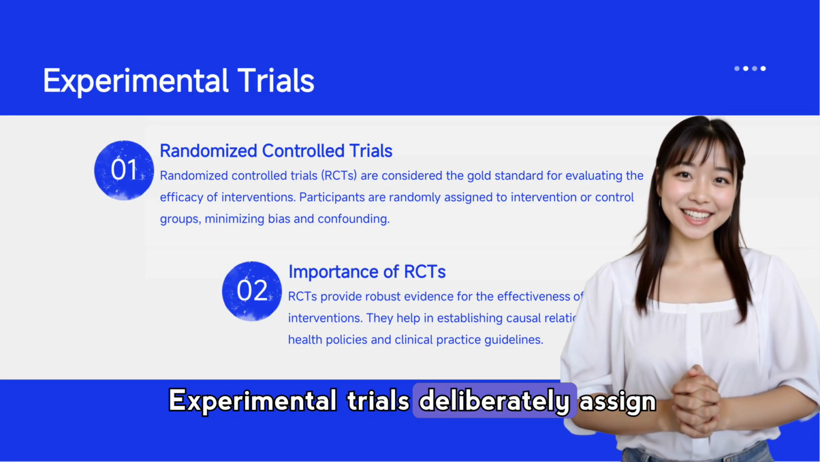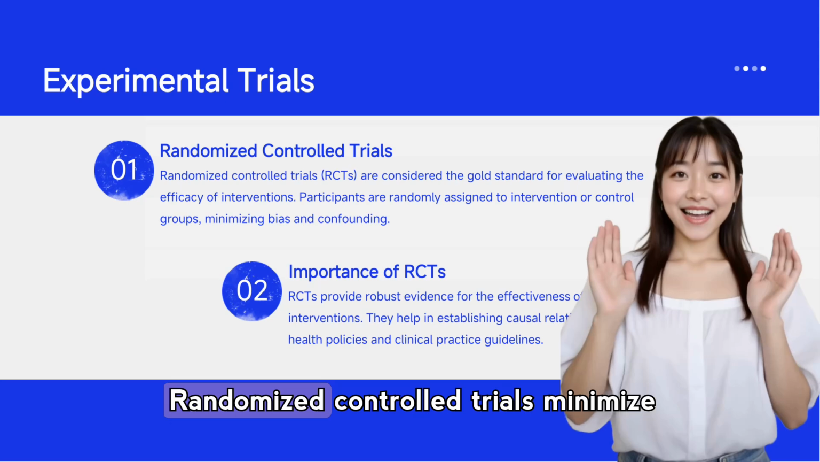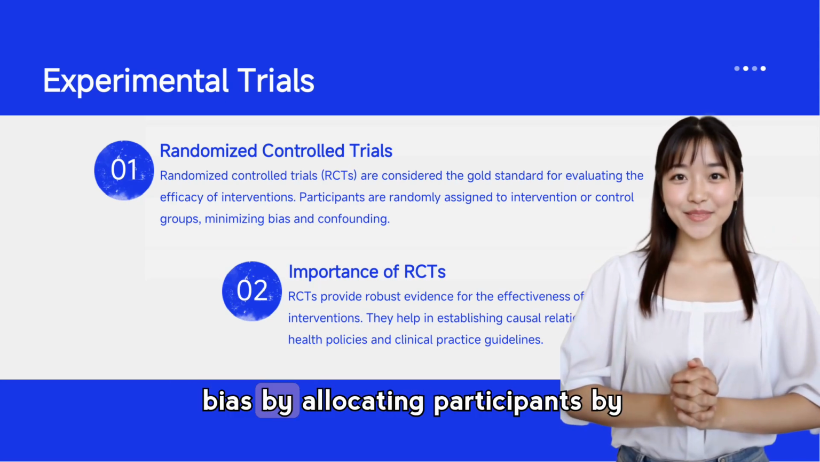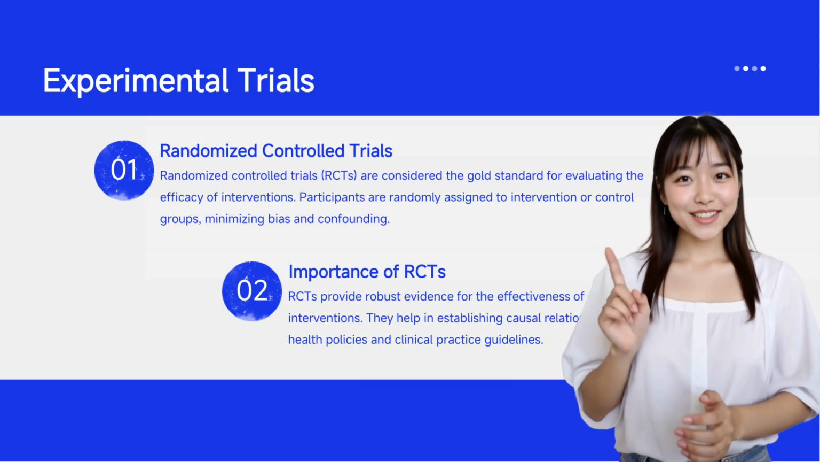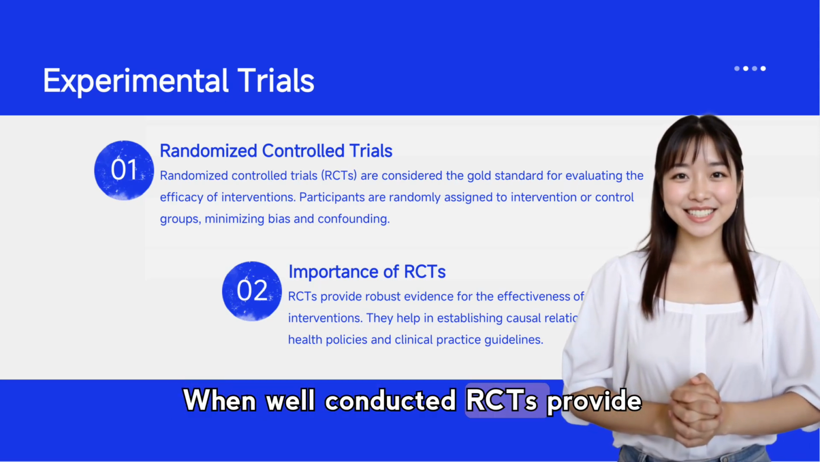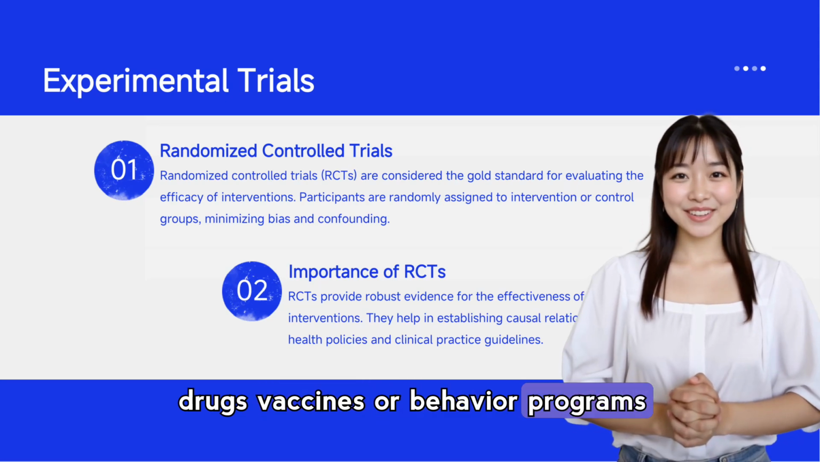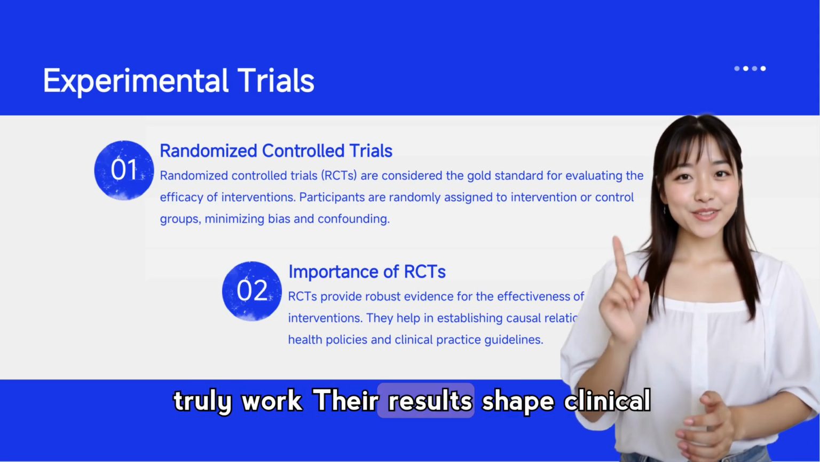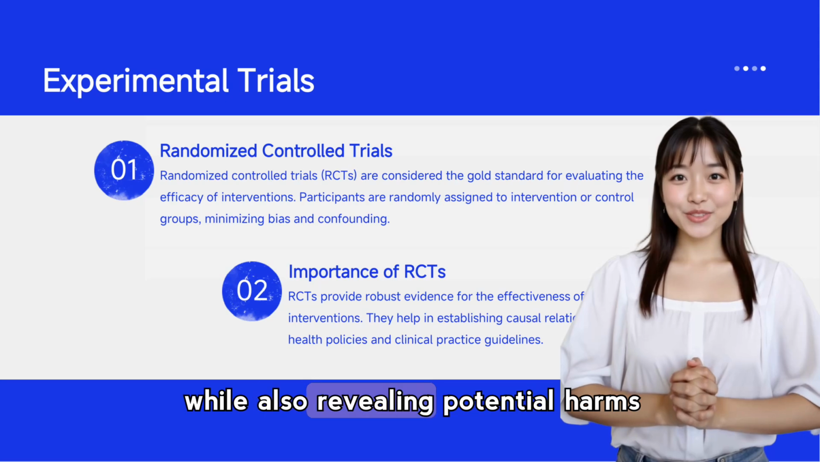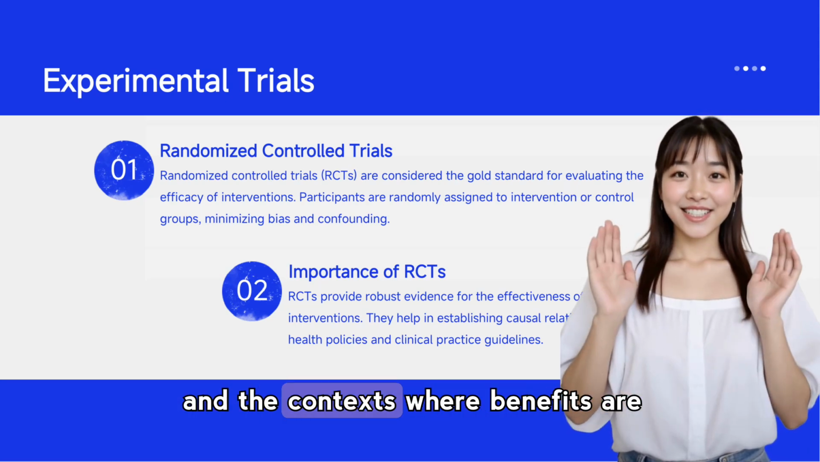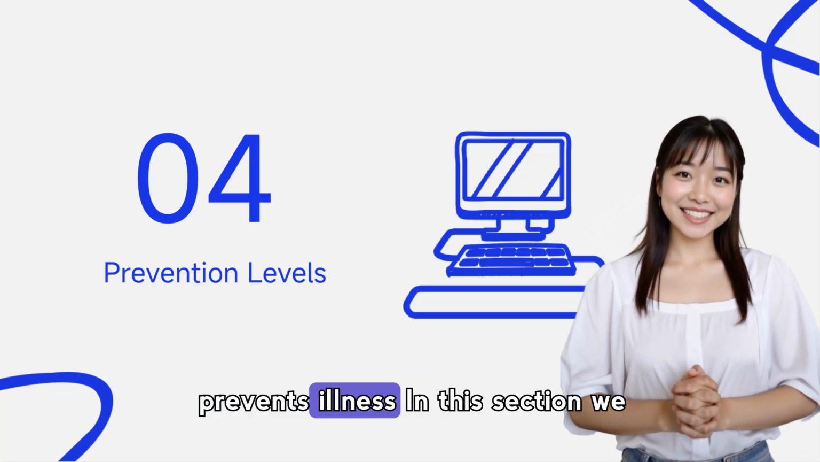Experimental trials deliberately assign interventions to test cause and effect. Randomized controlled trials minimize bias by allocating participants by chance, creating comparable groups. When well conducted, RCTs provide the strongest evidence on whether drugs, vaccines, or behavior programs truly work. Their results shape clinical guidelines and public health policy, while also revealing potential harms and the contexts where benefits are greatest. Evidence matters most when it prevents illness.